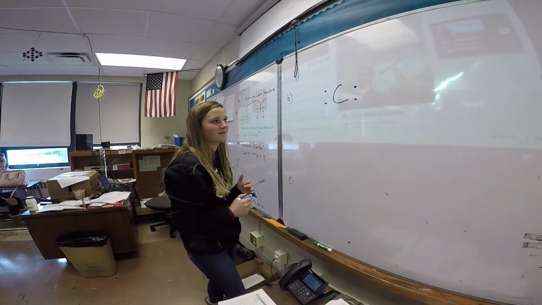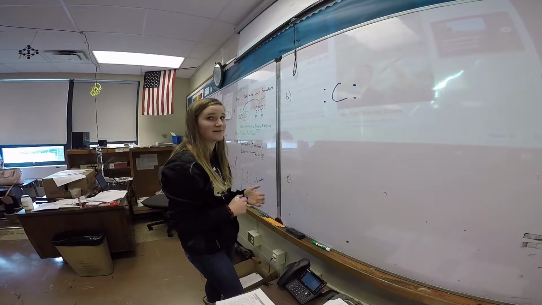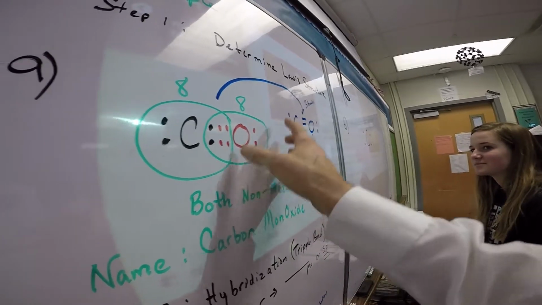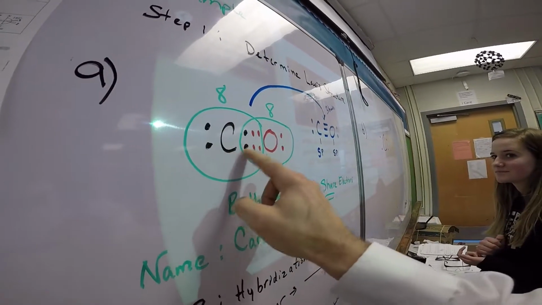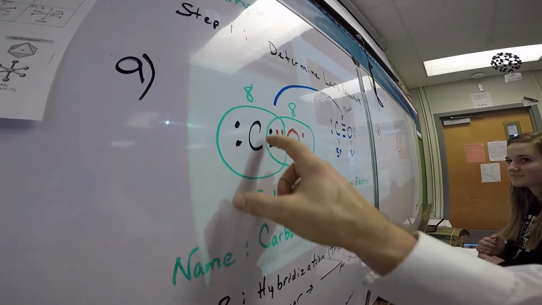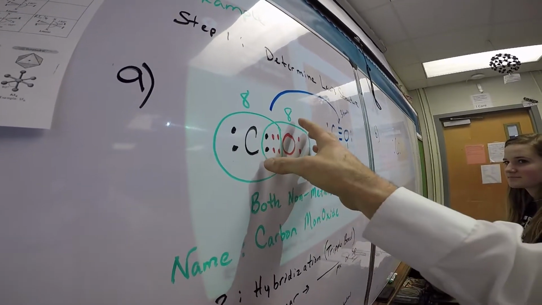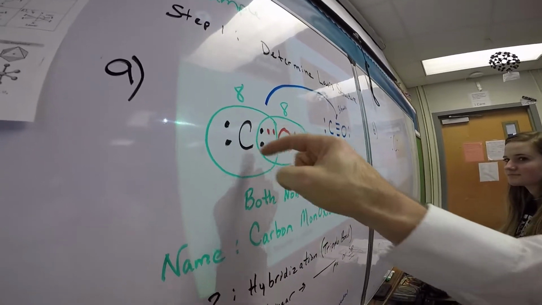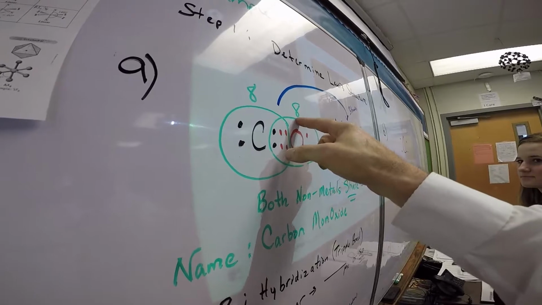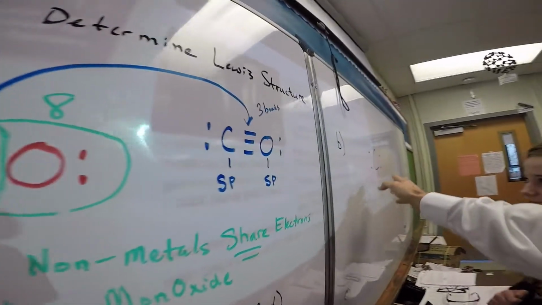What's the goal? No, the goal is to get to 8. So if you look right here, you see how there's 2, 4, 6, 8 being shared, and you have 2, 4, 6, 8 being shared. So this carbon is sharing 6 electrons here with the oxygen. These in the middle are being shared. So the goal is for us to get 8 around both. See how there's 8 here and 8 here? So we're trying to do the same here.